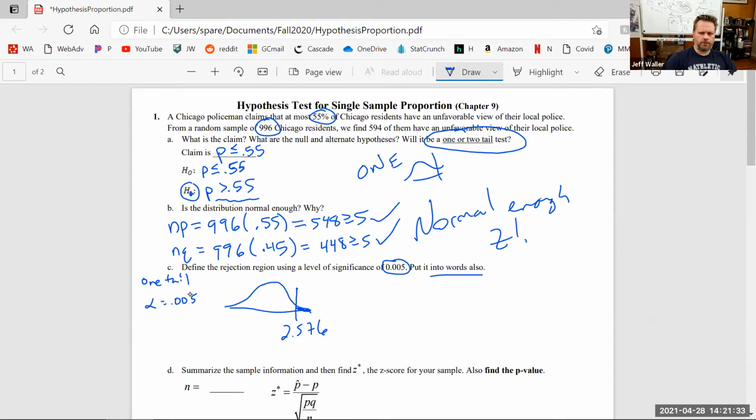So put it into words. If z star is greater than 2.576, we can reject the null. Good job. We reject the null, and at the same time, we can also support the Ha.